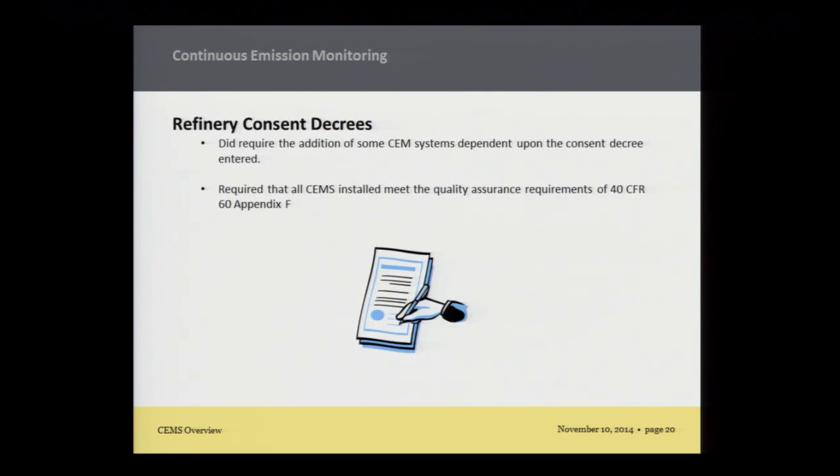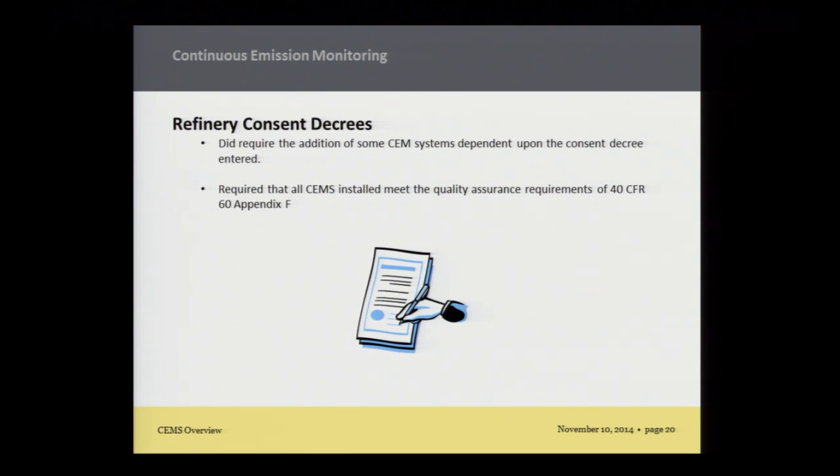Refinery consent decrees, which we're starting to see some of these come out on the chemical side too. You know, you can look through the Flint Hills is one that was agreed to recently, and the one in Port Arthur. They're coming for other chemical plants now. A lot of 114s out on flares and others. But it did require the addition of some CEMS dependent upon the consent decree, so everyone was very different, even though they all did the same thing, really. Some required, you know, CEMS and stack testing on CAT units, others didn't. It just really depended on where you sat going into negotiations.